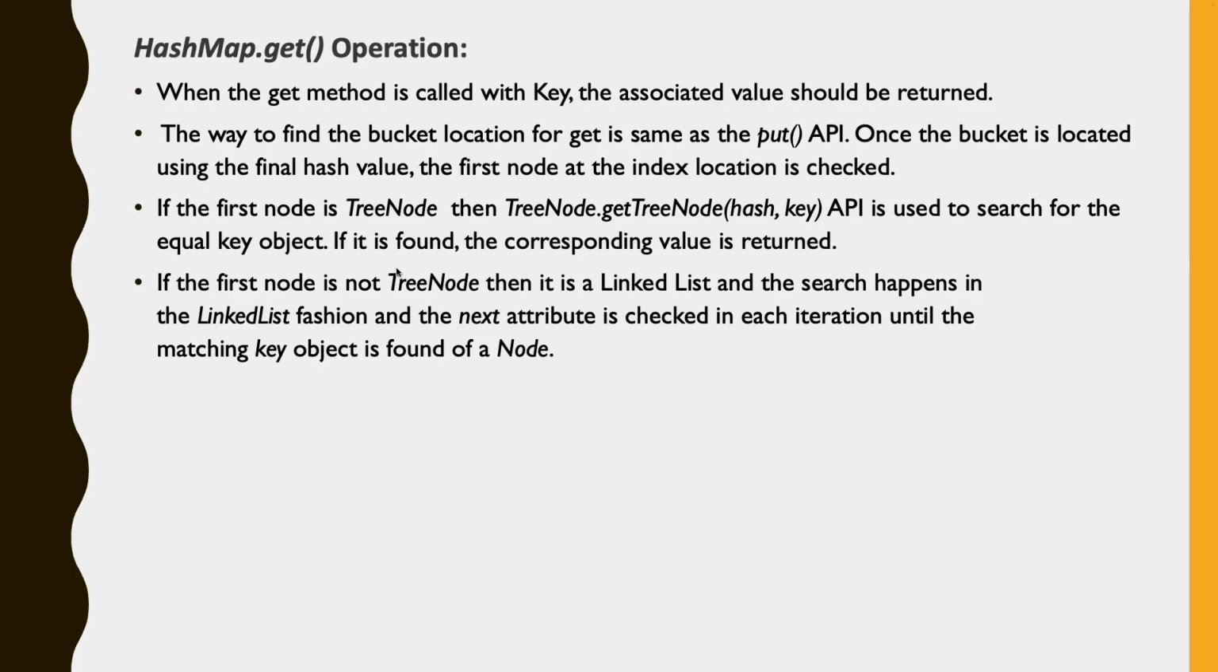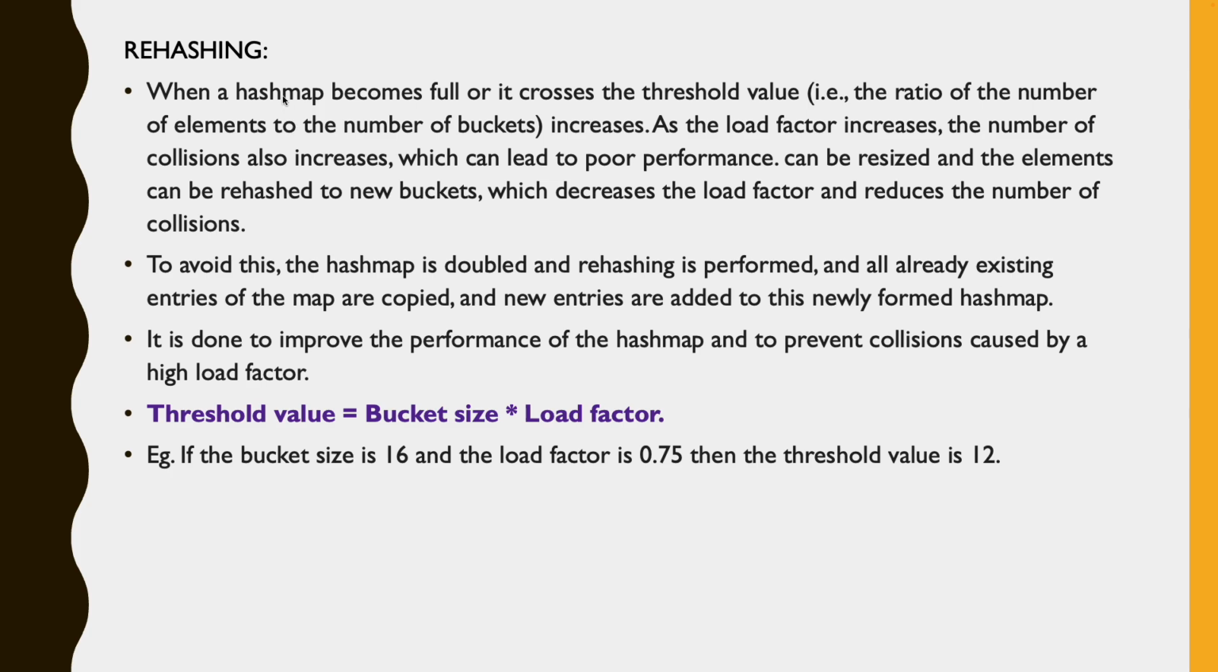We just covered these 2 points using the Java code. So if the first node is a tree node, then the corresponding tree node API is called. If the first node is not a tree node, then the corresponding linked list API is called for the search. In HashMap, we have another interesting topic called rehashing. I'll cover this in a separate video.